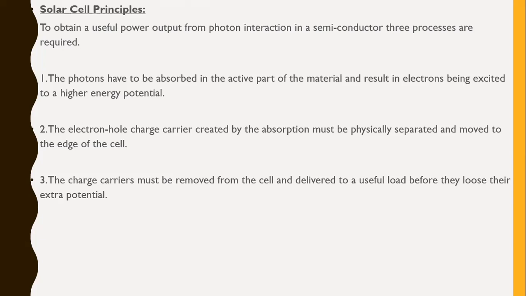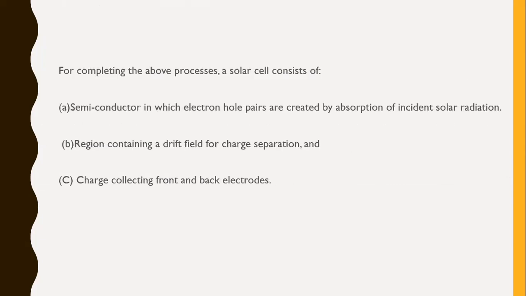We will see that in the next slide. So we have discussed three processes for delivering the output to the applications we are using. For completing these three processes, the solar cell should have the following. First, it should be a semiconductor, in which electron hole pairs are created by the absorption of incident solar radiation.